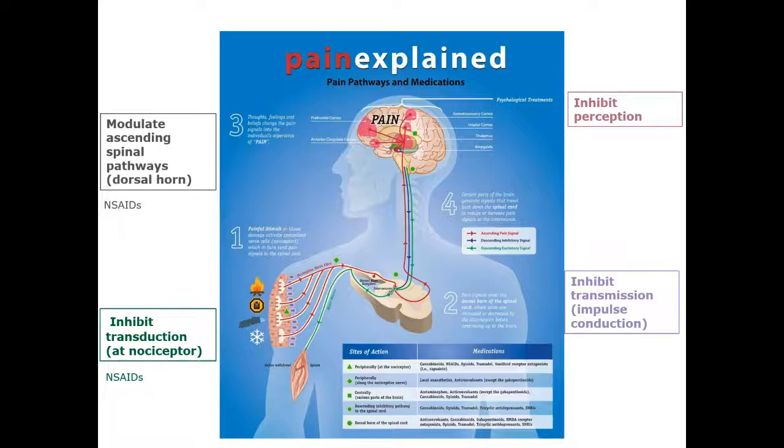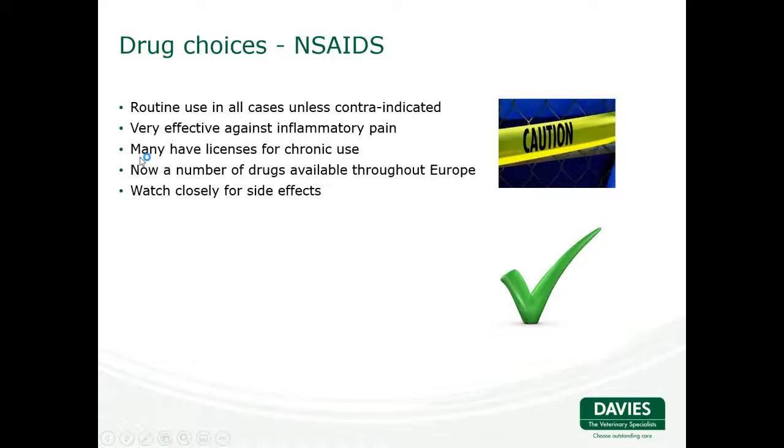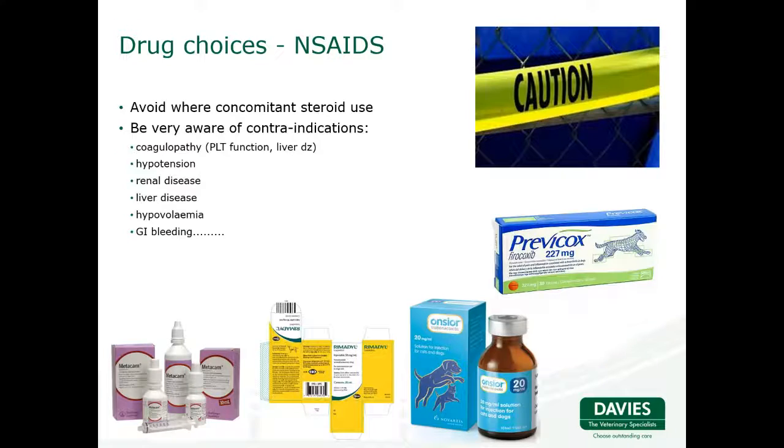So if we think about non-steroidals, just briefly, as that other big group, non-steroidals affect transduction, so they affect what's going on right at the nociceptor, and they affect what's going on in the dorsal horn of the spinal cord. I would say use them in all routine cases unless they're contraindicated. They're really effective against inflammatory pain. Many have licenses for chronic use as well, but we need to be cognizant of their side effects. They are not bad drugs. If they're just used incorrectly, they will cause problems.